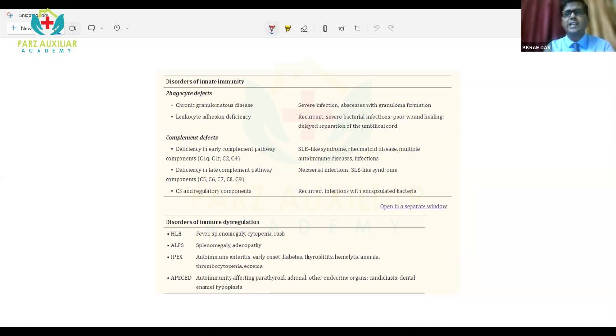Again, there are a lot of mechanisms for endogenous stimulus, but the main point is there will be alteration of the self antigen, or there will be increased cytokine production at the end, and it will cause this kind of autoimmunity.